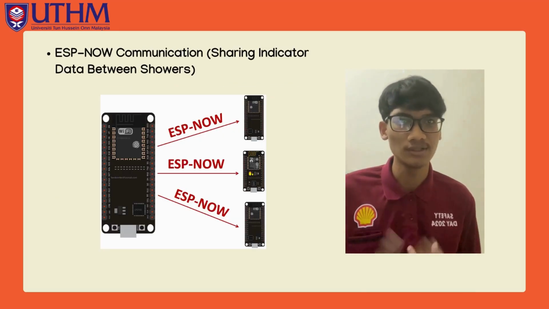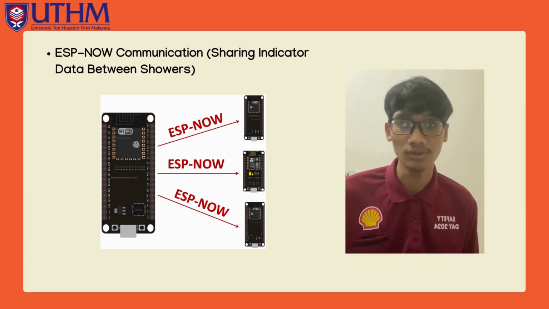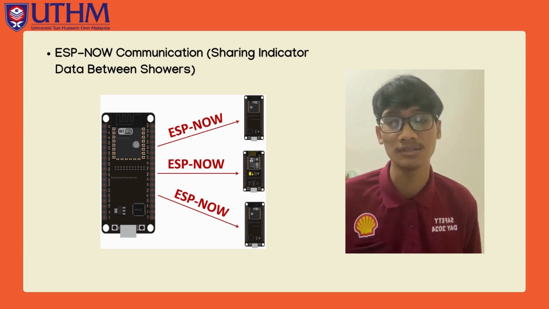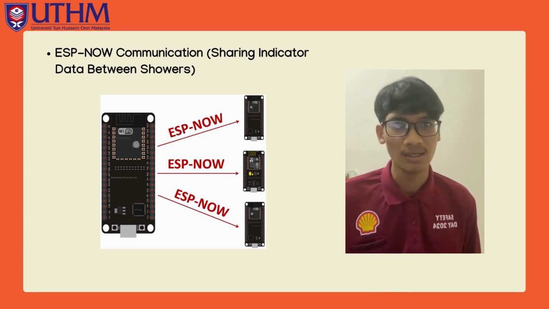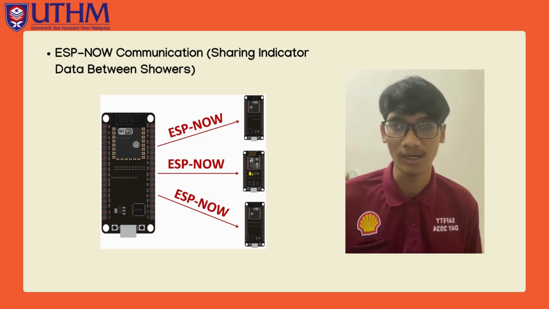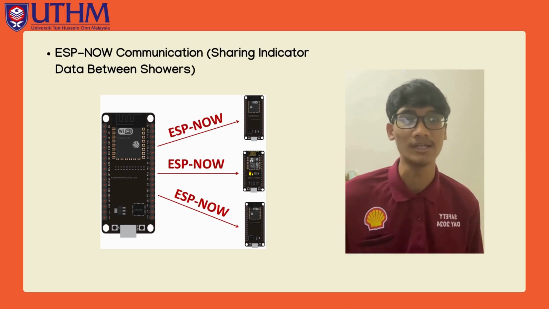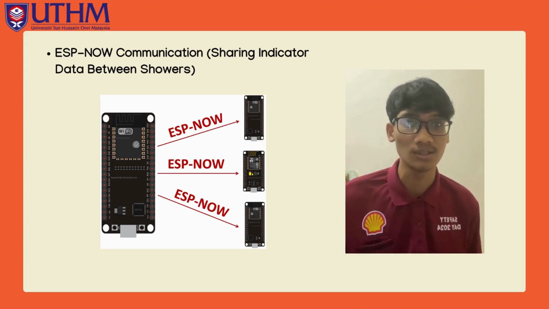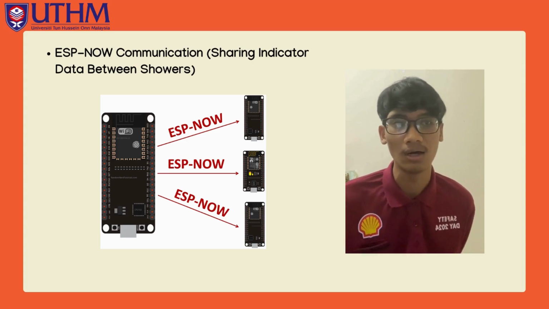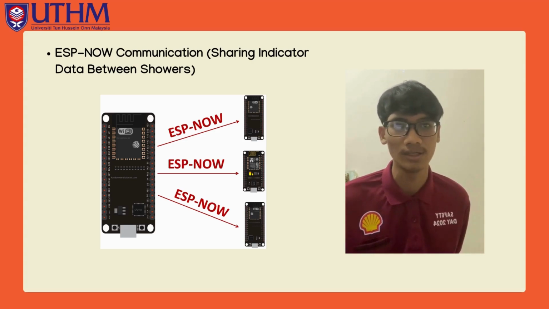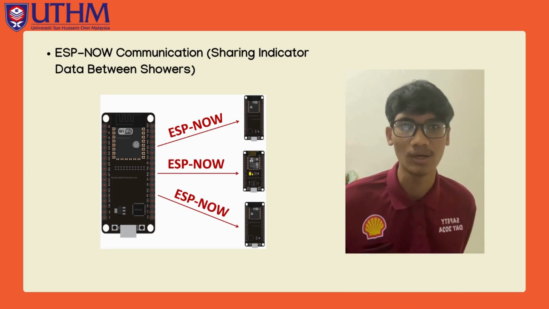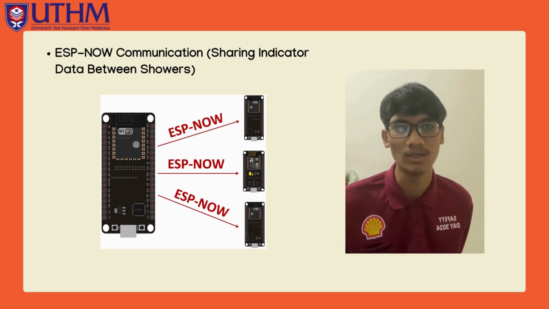Other than that, to further enhance the system's intelligence, we use ESP-NOW communication to synchronize the indicator lights across multiple showers. If one shower hits the 50% or 100% water usage threshold, it sends this data to other showers in the system, ensuring that all showers display the same indicator status. This feature ensures that all users in the household are on the same page regarding water usage, whether they are in the bedroom or not. For example, if one shower is at 100% usage, all the other showers will indicate the same, preventing overconsumption across multiple users.